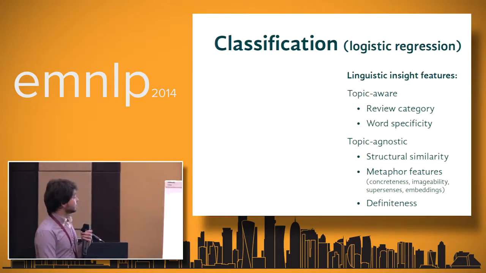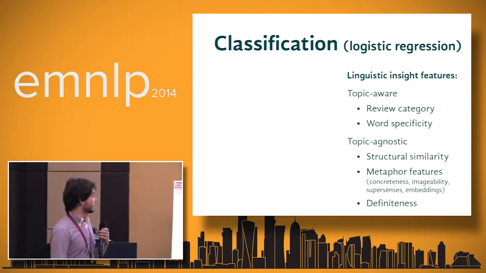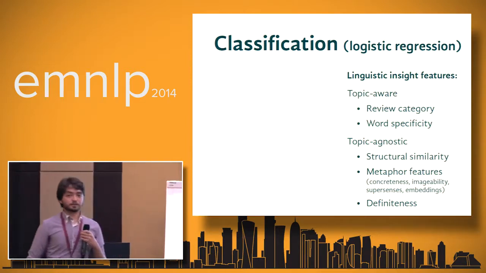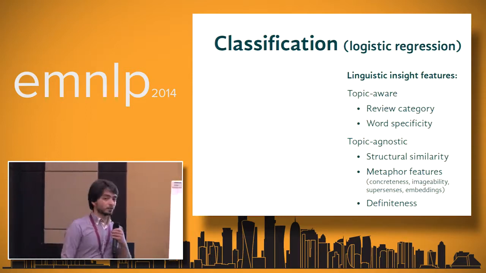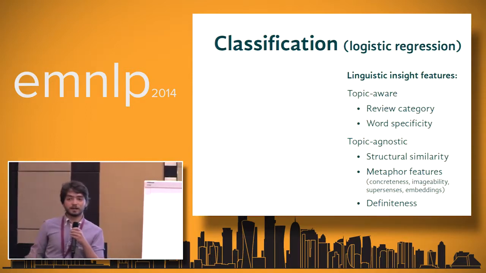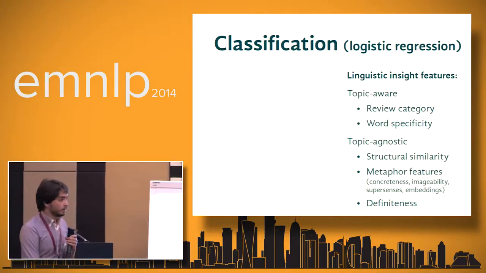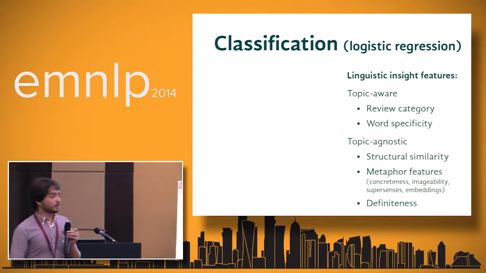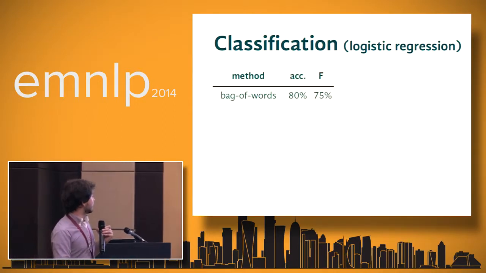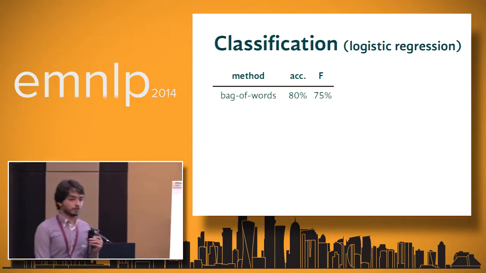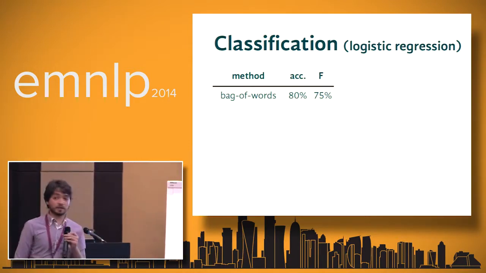They use metaphor features from existing work on metaphor, and definiteness, which is another feature that I don't have time to talk about, but it's kind of a syntactic equivalent of concreteness, which has been used previously for metaphor. To see whether this works, we compare it with a very simple bag of words approach, right? Which actually turns out to work pretty well. These scores are reasonably good for such a difficult task.